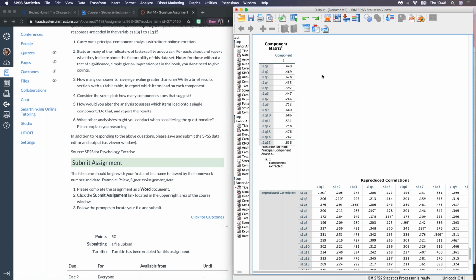So anyway, we have our component matrix here, and because we forced one factor, we don't have to worry about the other table, we only have the one component here. So basically, when I look at these numbers, the higher the number, the higher the strength towards that component. So when I look here, the highest one is actually that 14, which is at 0.787. So I have my table similar to the way that we have it.